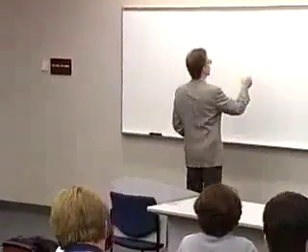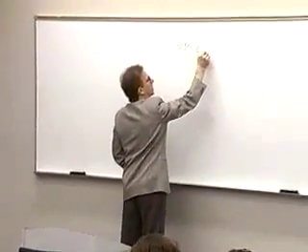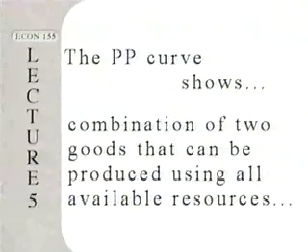If you'll remember the definition of a production possibilities curve, it shows combinations of two goods that can be produced using all available resources. And do you remember we talked about what the resources were before? The land, labor, capital, and entrepreneurship. I won't go through that list again since we have talked about those before.